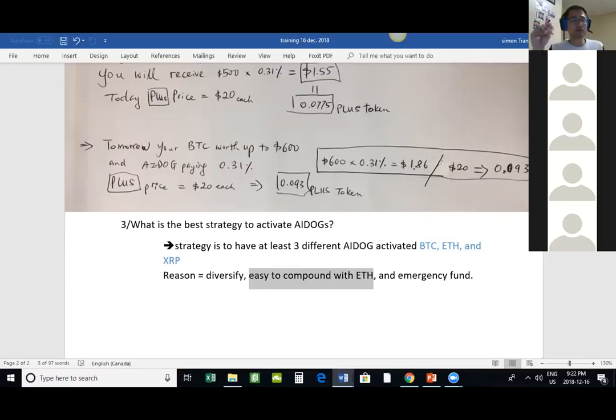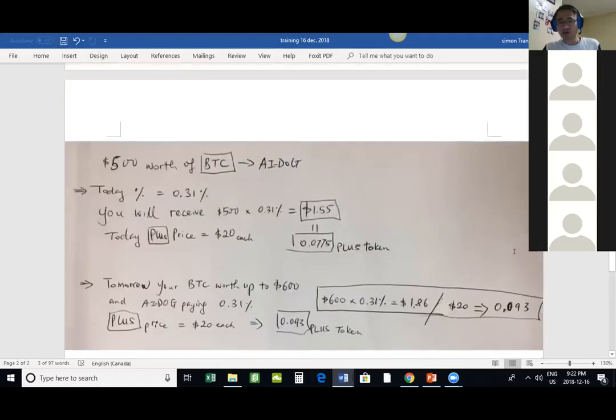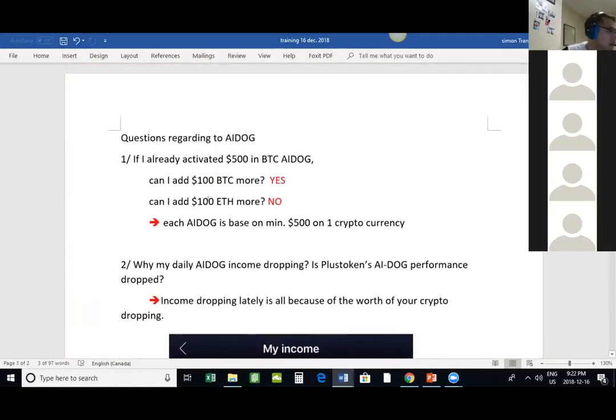So that's why if you have Bitcoin, Ethereum, and Ripple, or any other one, but for me, at least you have Bitcoin and Ethereum, and then any other cryptocurrency you like more than Ripple, then you use that. So you have 3 different cryptocurrency AI docs. Then it's very good for you to diversify your portfolio, and easy for you to compound. Anytime you want to compound, you can compound into Ethereum, and it also fulfills the purpose of an emergency fund, right? So let me see. That's all.